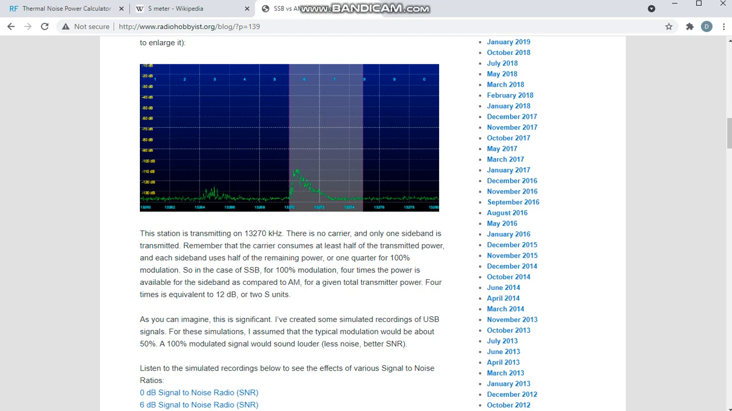Okay, so that's kind of the answer to the original question. It's 10 dB. 10 dB is about 2 S units, a little less than that. So yeah, you'd have to run about 10 times the power on AM to have the same kind of communications as you would with sideband. So if you're running 100 watts on sideband, you'd have to run about 1,000 watts on AM to have the same, let's say, good communications because of these two things.